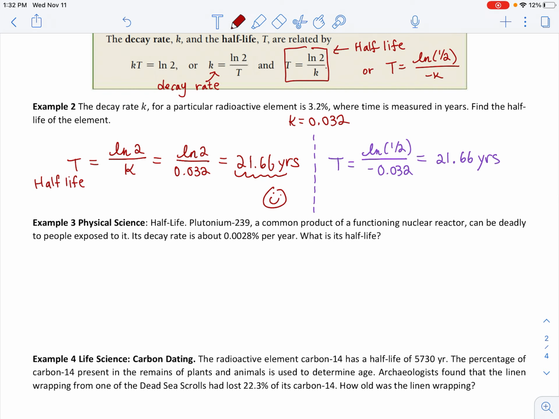All right, physical science, another half-life problem. Plutonium-239.